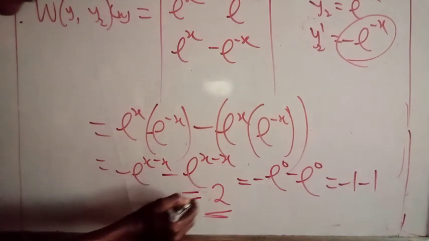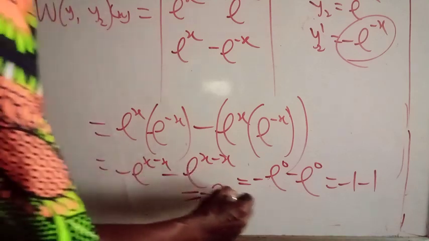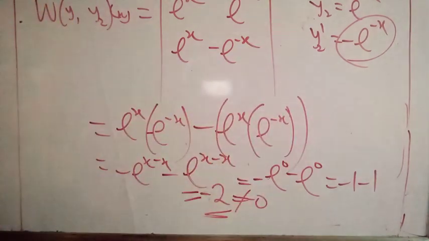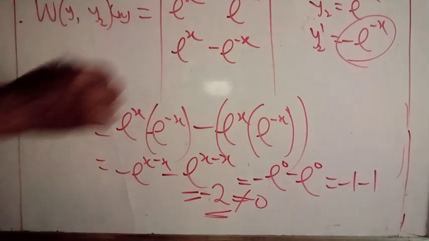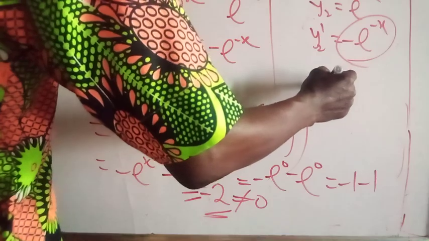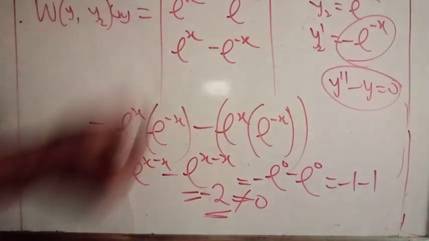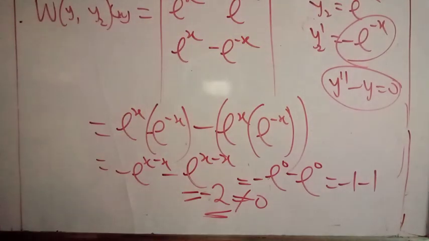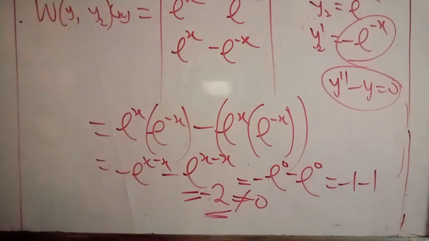It's minus 2. And since minus 2 is not equal to 0, we conclude that the solution of this differential equation, y prime minus y is equal to 0, that's the differential equation given to us, is linearly independent because the value of our Wronskian is not equal to 0. So on this, we have come to the end of this.